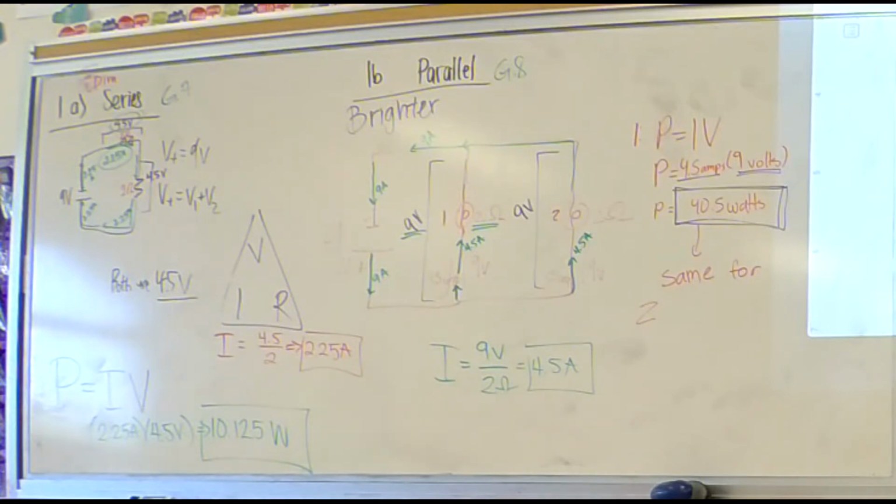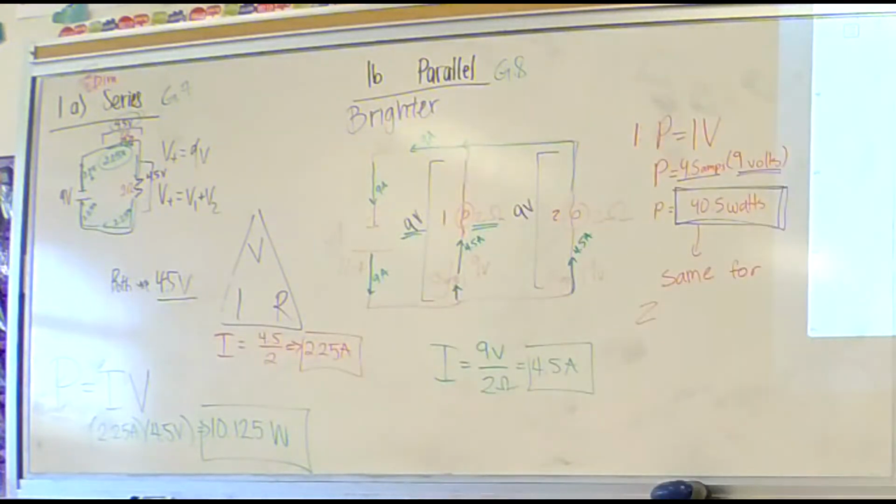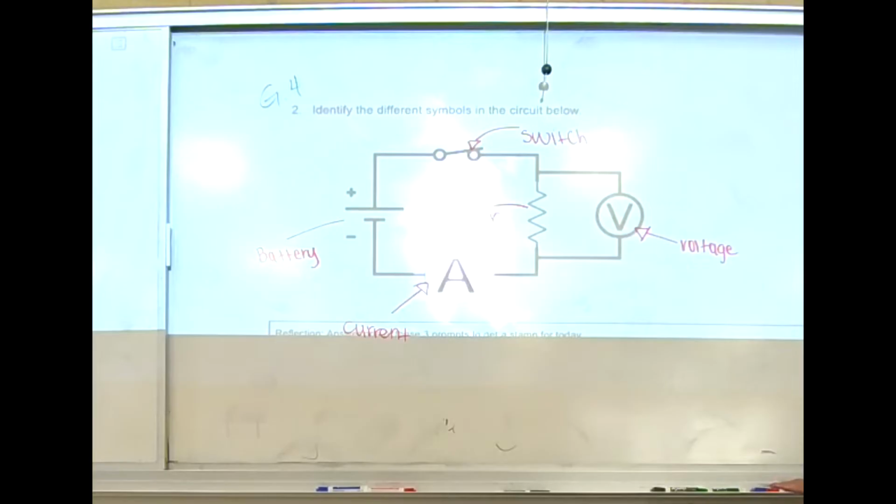Any questions? It's about 4 times more than the energy that the light bulb uses in a series circuit. So 10 versus 40, that's significant. So it's going to have 4 times more brightness. Are there any questions on those calculations before we go over the symbols?